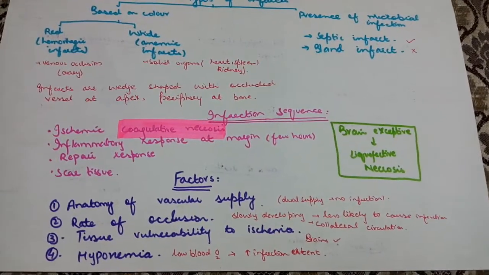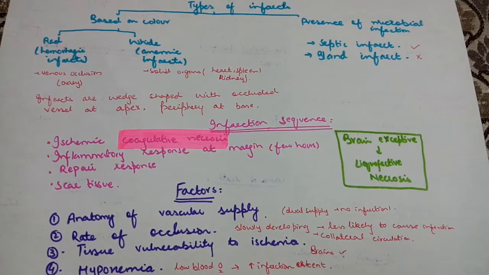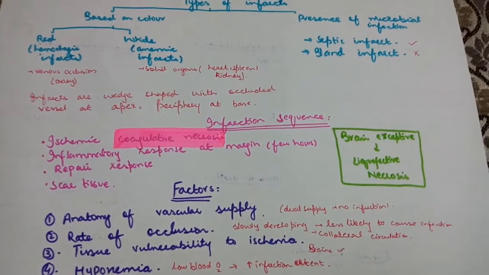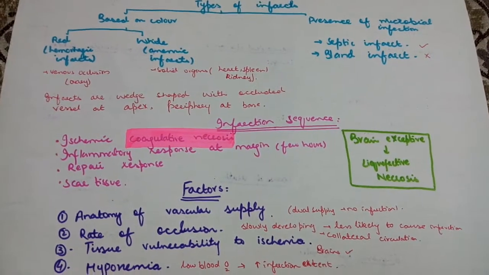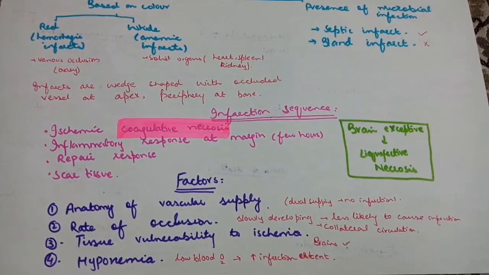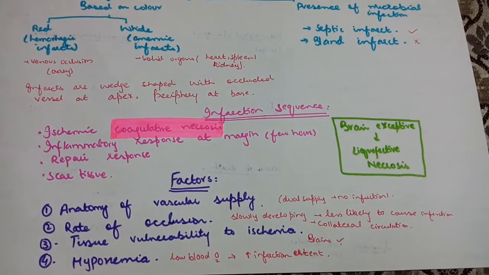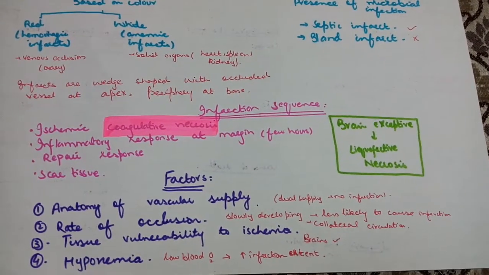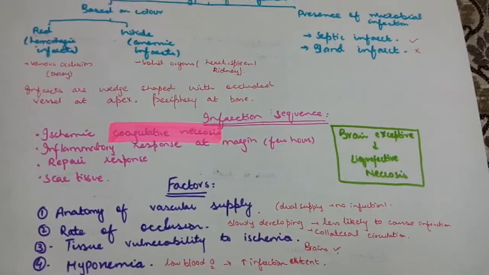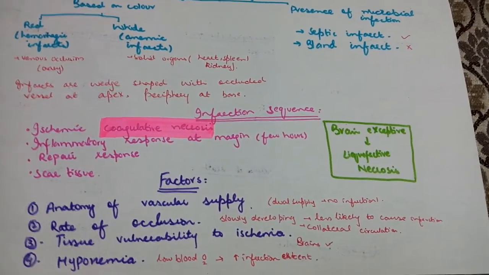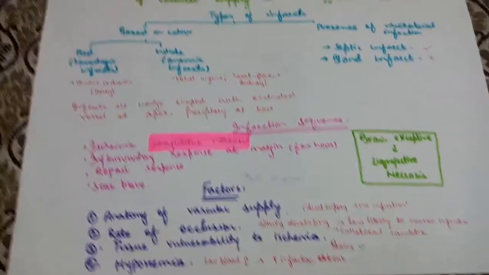Let's talk about the infarction sequence, like how it develops. First of all, ischemic coagulative necrosis occurs. Then after that, there is an inflammatory response at the margins that occurs within a few hours. After that, there will be a repair response, and at the end, the infarct will end in the form of scar tissue. This is not the case with the brain, because the brain shows liquefactive necrosis. So if there is any hypoxemia or tissue vulnerability to ischemia, then the brain would definitely be damaged.